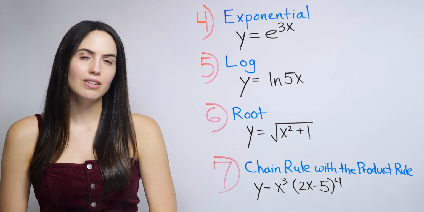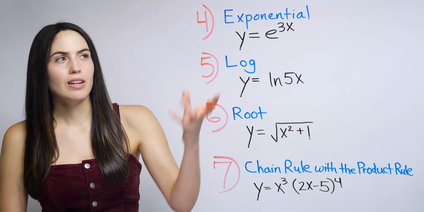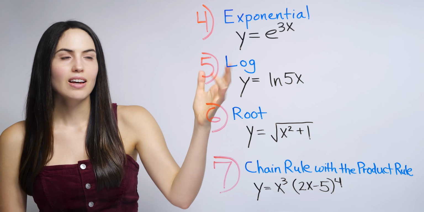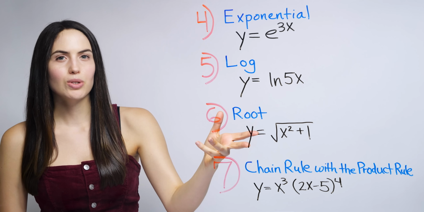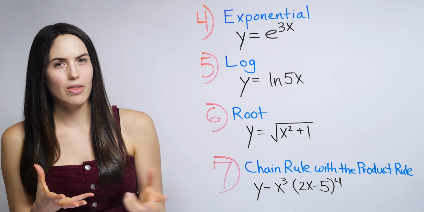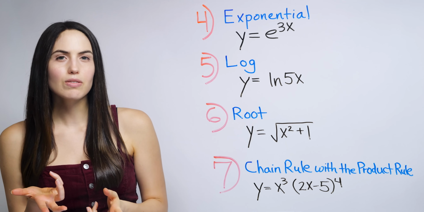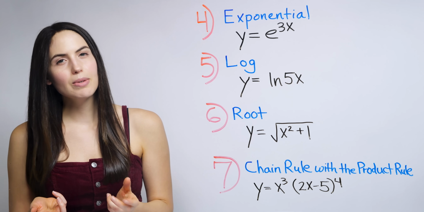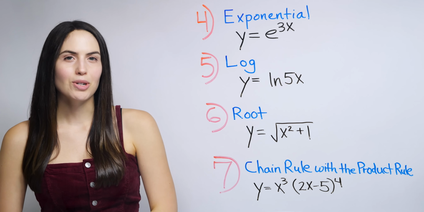so I am going to show you how to use the chain rule to find the derivative if you're given an exponential form like this, a natural log, square root, and also a bunch of you have asked me how to use the chain rule with the product rule, like to use the chain rule first or the product rule first. Can be confusing. Don't worry, I'm going to show you how.